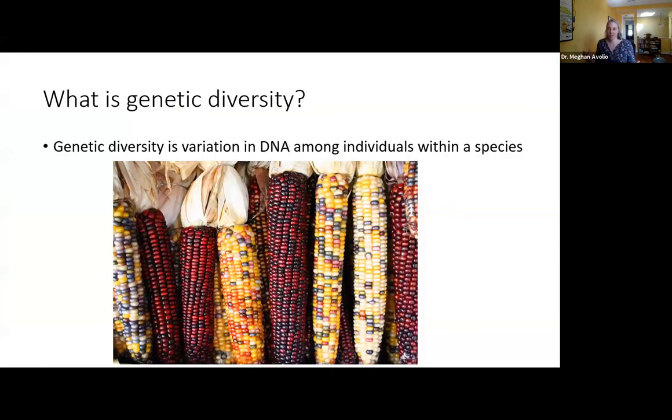So what is genetic diversity? Genetic diversity is variation in DNA among individuals within a species. So really, when we're thinking about genetic diversity, we're thinking about it within an individual species. And again, it's variation based on DNA sequences.